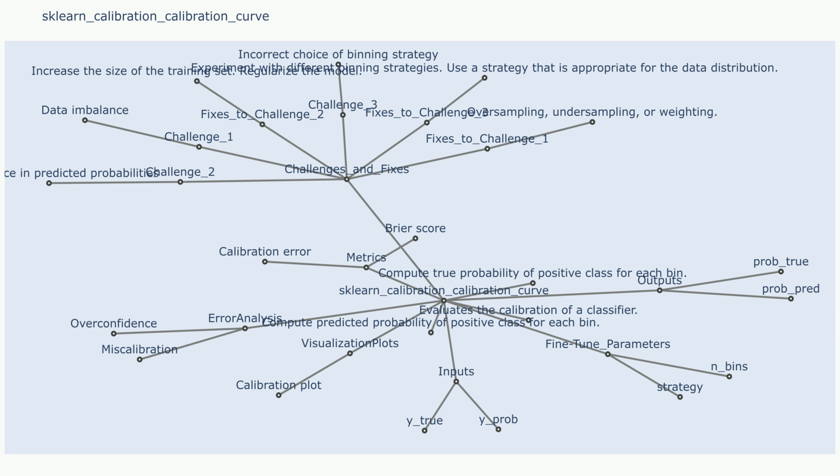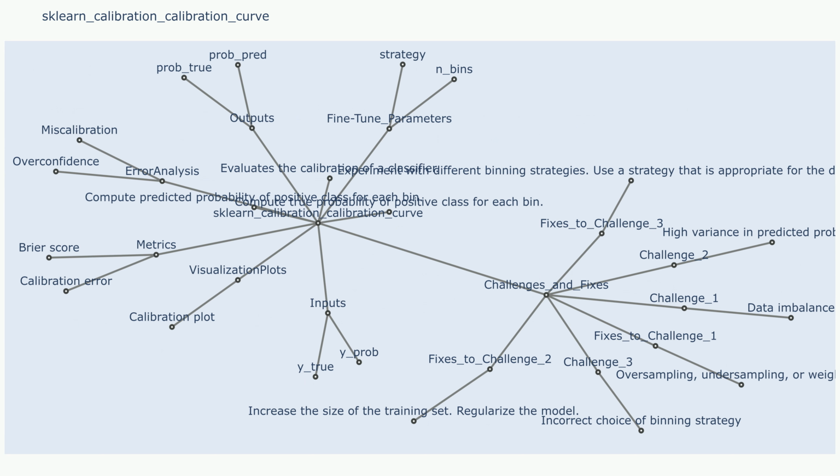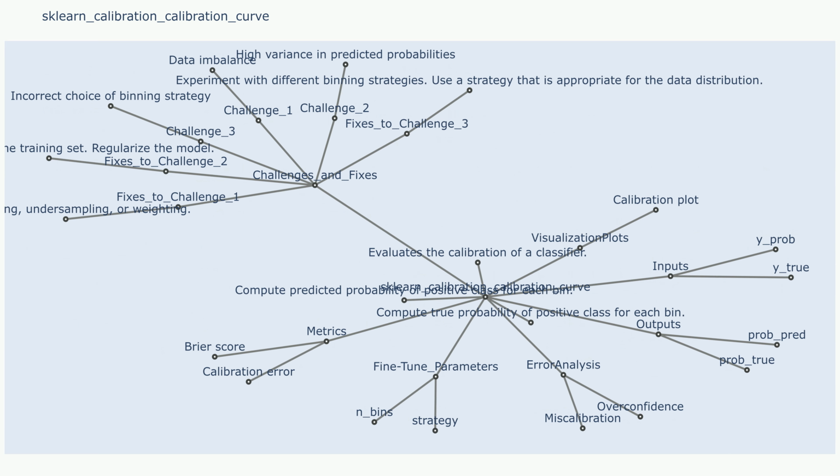Challenge 2. Challenge description. The calibration curve might be overly sensitive to outliers in the data, leading to misleading interpretations. Sample use case. A few extreme cases with very high or very low predicted probabilities could disproportionately affect the overall calibration. Fixes. Consider applying outlier detection techniques to identify and potentially remove extreme data points. Explore robust binning methods that are less susceptible to outliers. Use a larger sample size to mitigate the impact of outliers on the calibration.